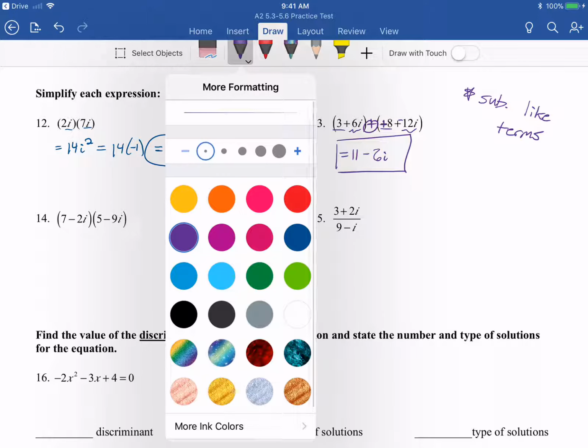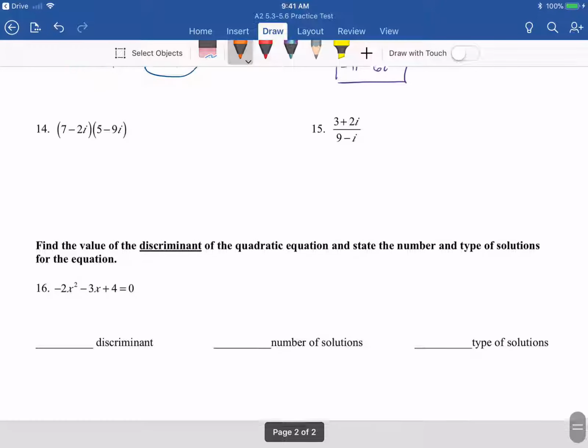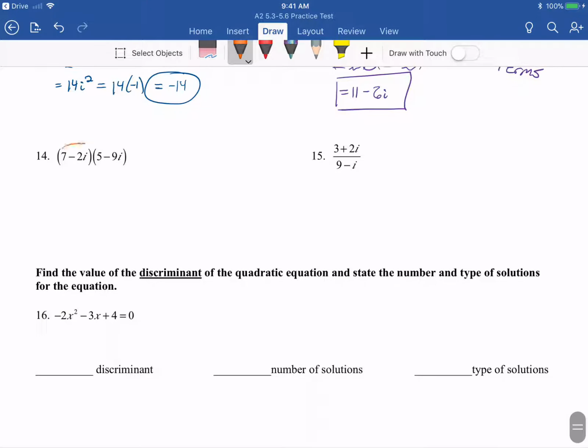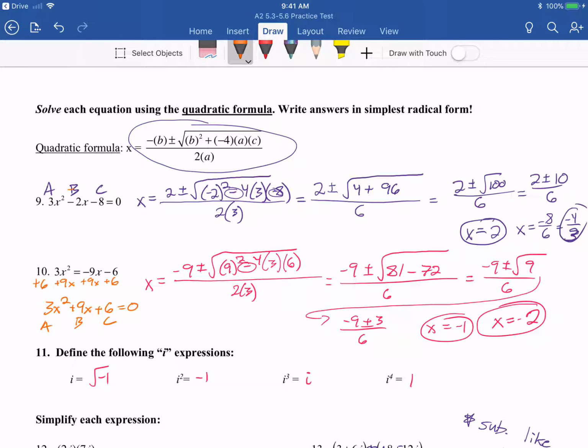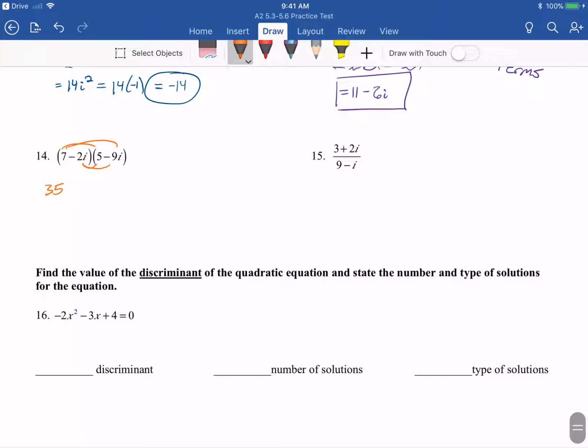All right, as I go on, the next one is asking you to multiply. So that's where we FOIL. So I bring the 7 on each of those guys, the negative 2 on each of those guys. So 7 times 5 is 35. 7 times negative 9 is going to be negative 63i.